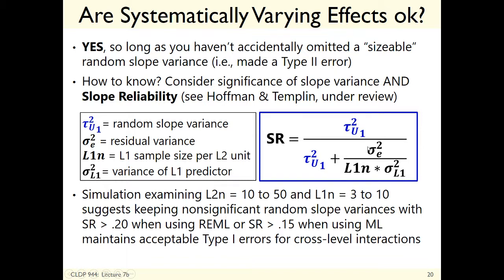So you can kind of think of this as like an ICC. Broadly construed, what this is getting at is how much of your slope variance is really slope variance versus the error around the slopes. That's what this is trying to get at. And we did a simulation that suggested that anytime you have a slope reliability of about 0.2 if you're using REML, or 0.15 if you're using ML, you should keep your slope in the model to test your cross-level interactions, even if it wasn't significant. That kept type 1 error right where it should be.